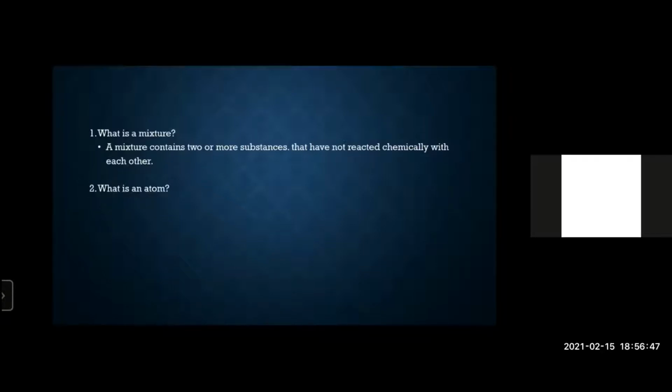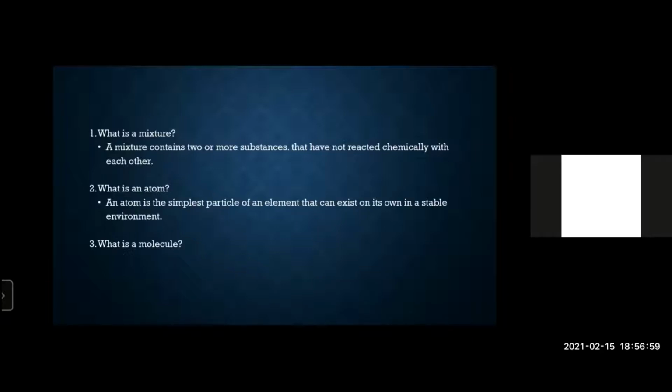But a mixture contains two or more substances that have physically combined and have not chemically reacted with each other. So we cannot call mixtures pure substances. When we talk about an atom, the simplest unit or simplest particle of an element, it's one that can exist by itself in a stable environment, retaining all its properties along the way.